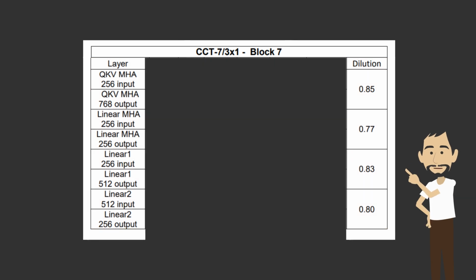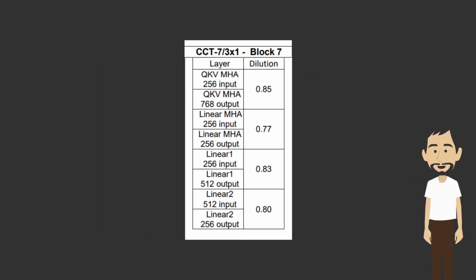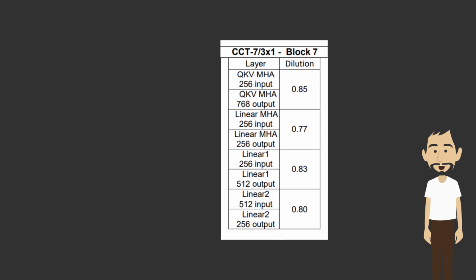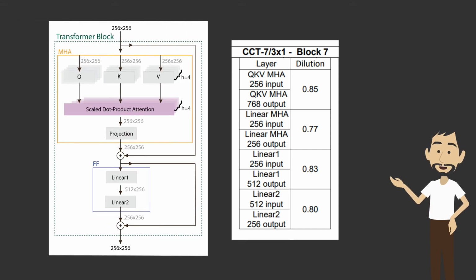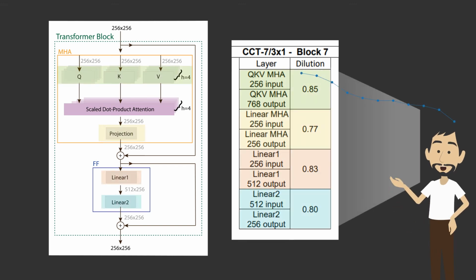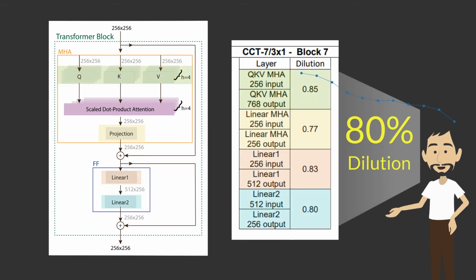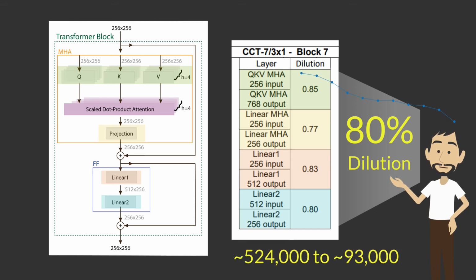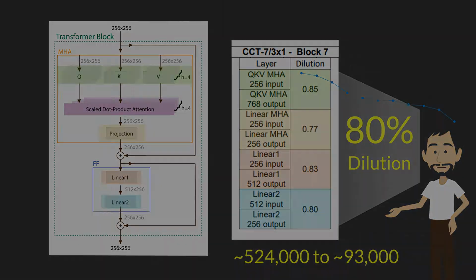After the dilution is performed, a short training session takes place, and the architecture returns to its optimal accuracy, but now highly diluted. Let's look at the layers and see the dilution of each layer. The result is a total dilution of around 80% and a massive reduction in parameters from 524,000 to 93,000.